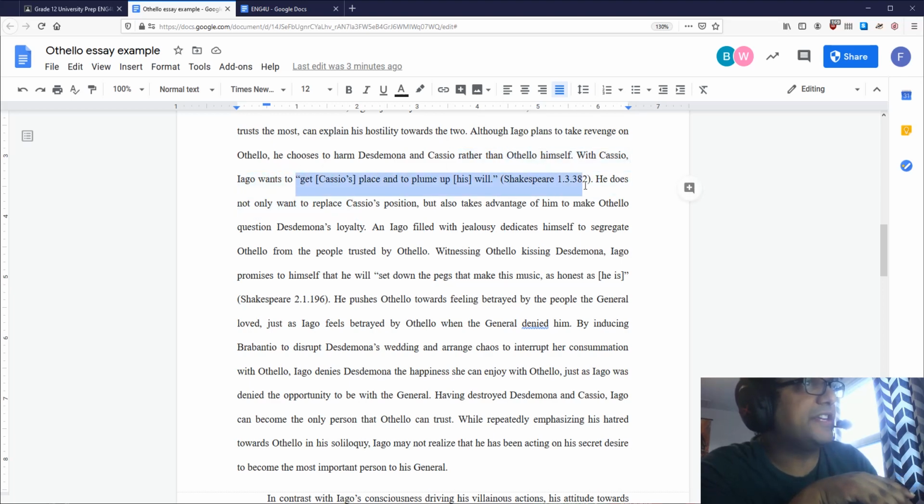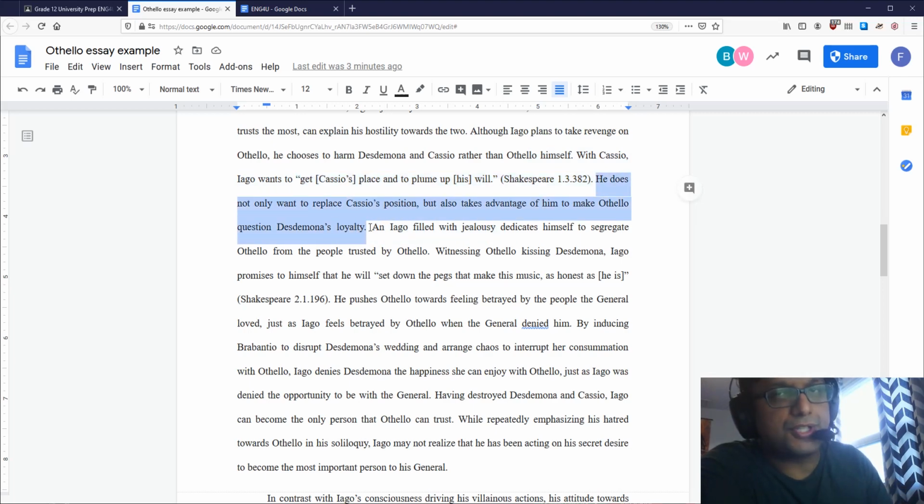You've got the quote right here, right? And it's cited properly and everything like that. But then a sentence comes immediately afterwards that analyzes the quote, right? It tells me, the reader, what I should think of that quotation.